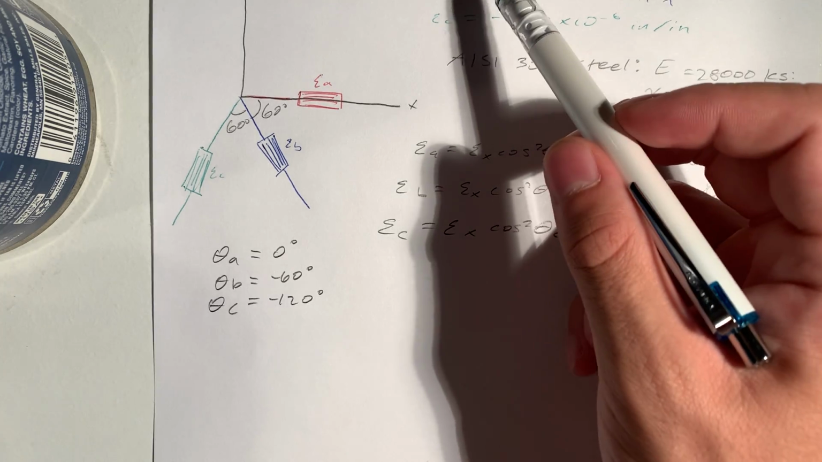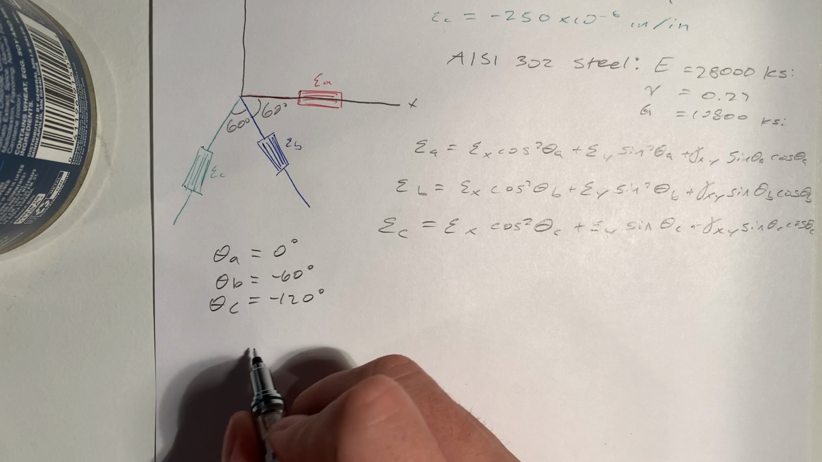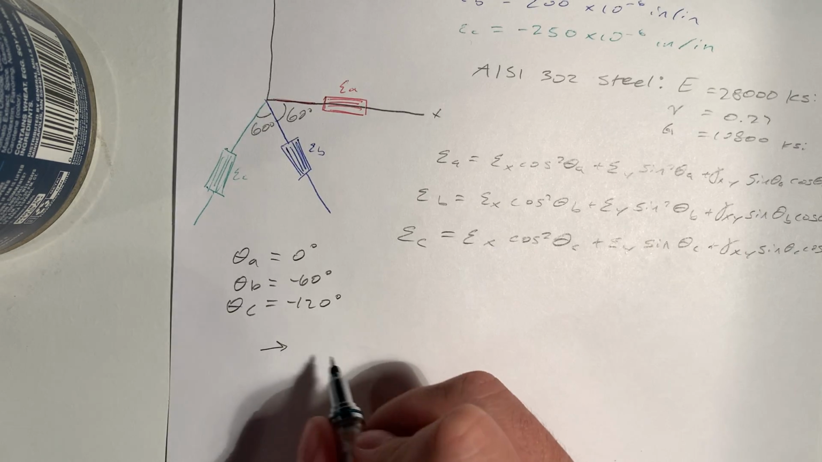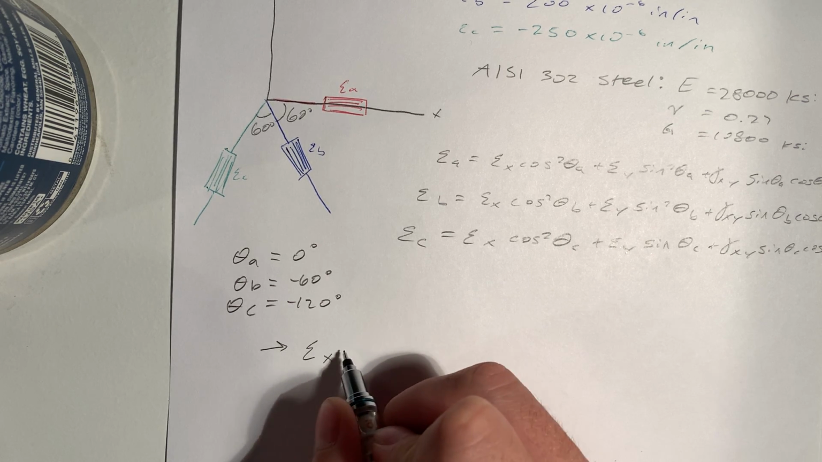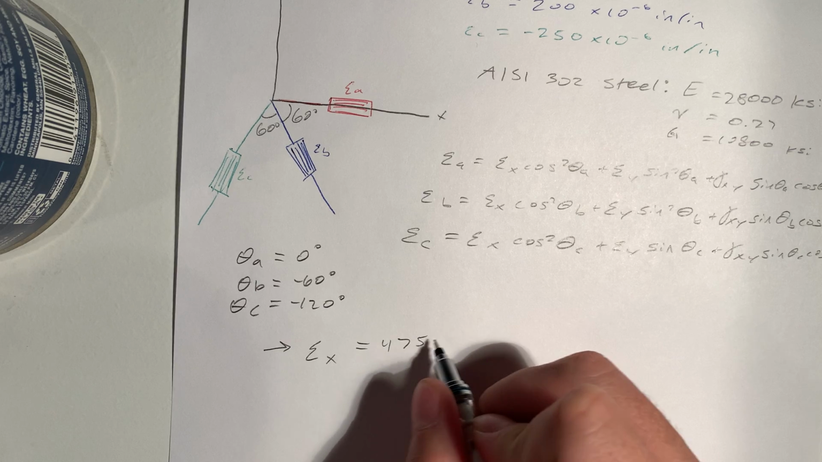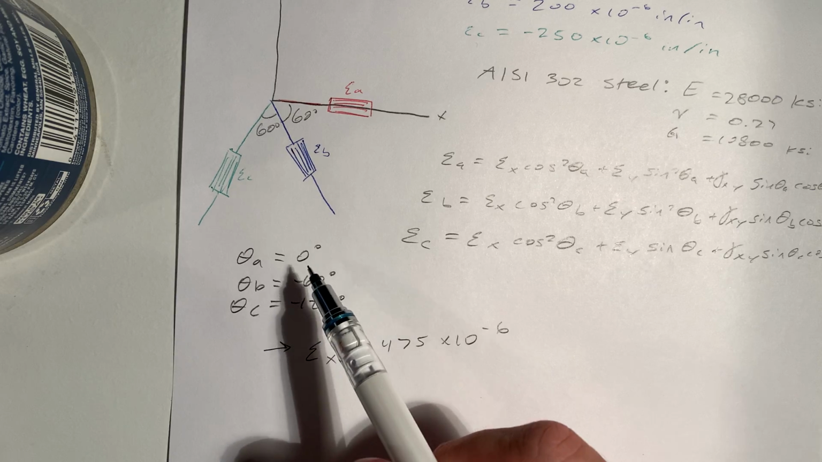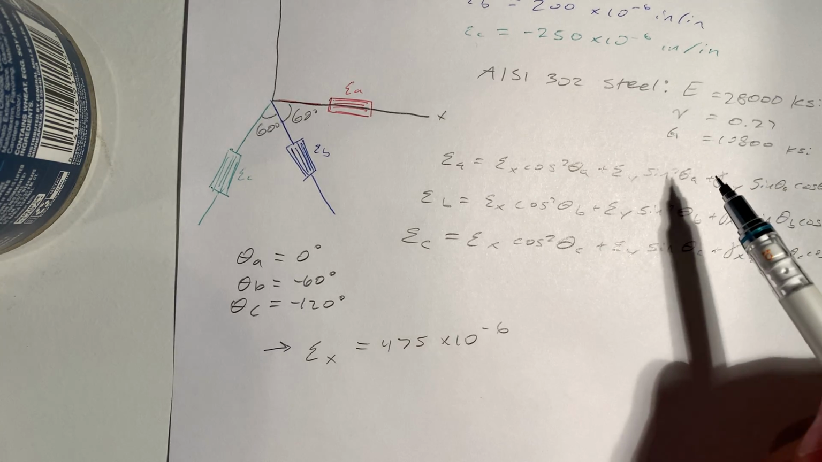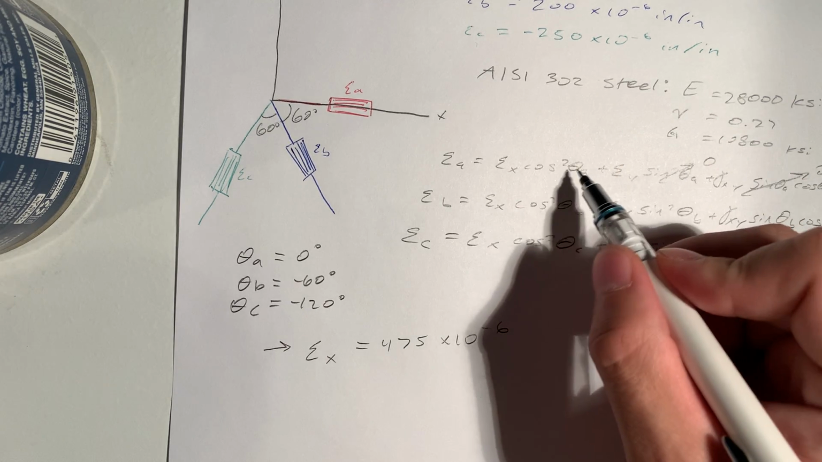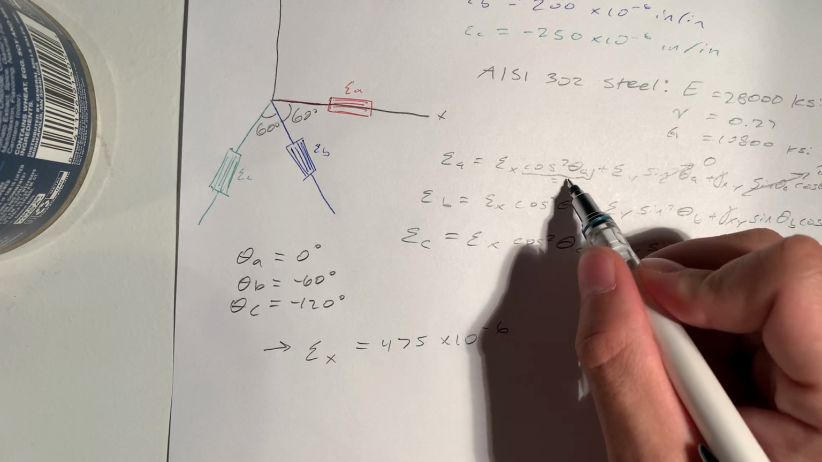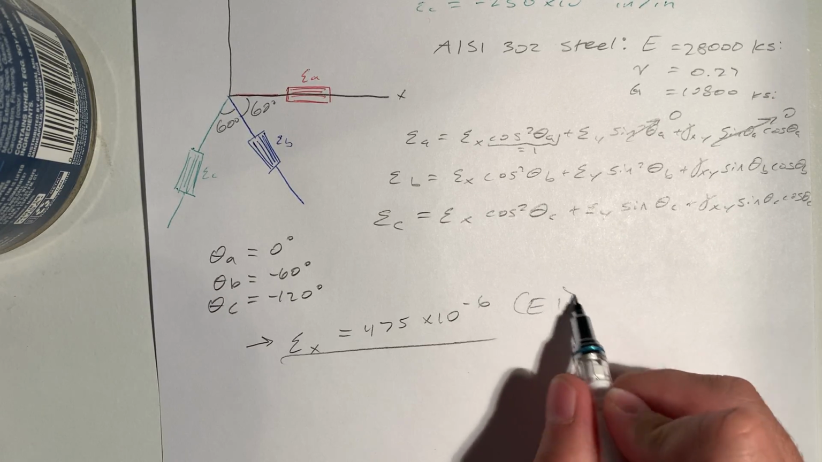So now we'll plug in epsilon A and theta A into this equation, and that will yield epsilon x to be 475 times 10 to the negative 6. That is because if you plug in 0 for theta A, then this becomes 0, this becomes 0, and this term right here equals 1. So we'll call this equation 1.